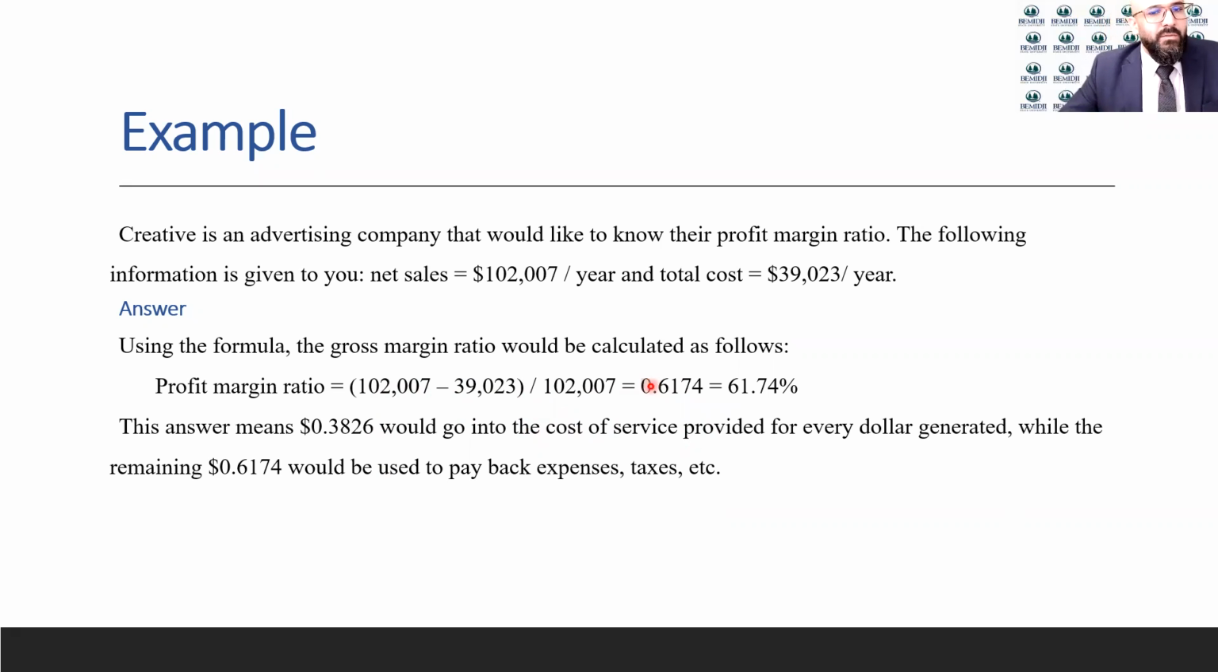61.74%. What does that mean? For every $1 that they're selling, they could make 61 cents. And the other 38 cents will go toward the cost of $1 of sales.